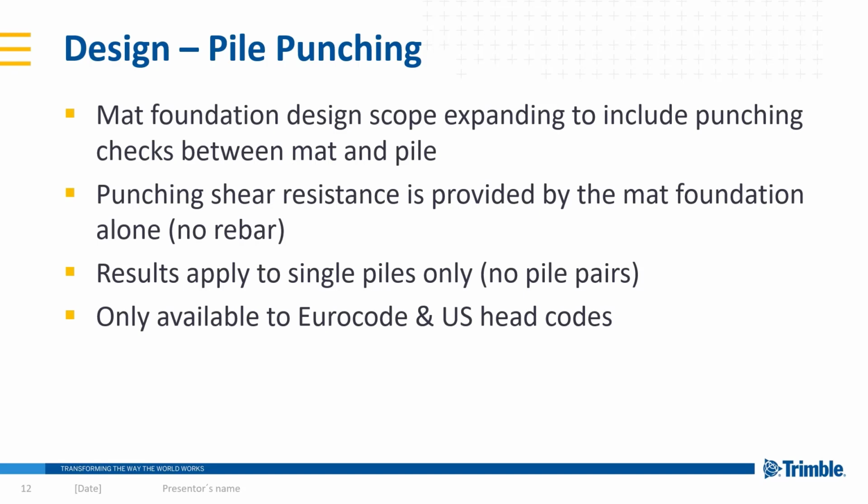Now, the functionality of designing or checking punching shear between the pile and the mat foundation has been included within the program. It's important to understand that the punching shear resistance is assumed to be provided by the concrete alone, so there is no option to add specific punching shear reinforcement in the form of studs or rails, as you can do for columns which are supporting slabs or columns supported by mats.